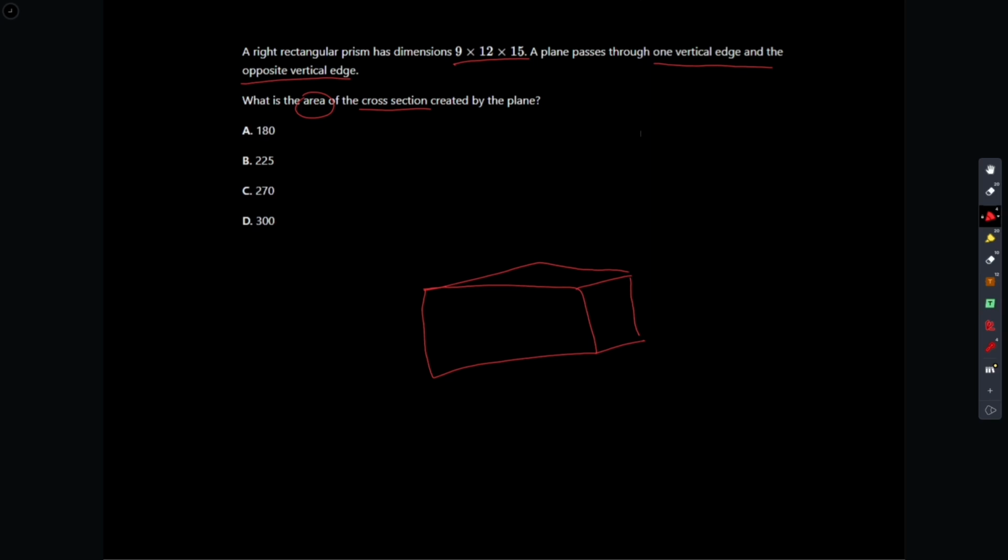They tell us that it has dimensions 9 by 12 by 15, and that is our length, width, and height, respectively. So we'll just label that on our rectangular prism. This is 9, this is 12 here, and then this right here is 15.